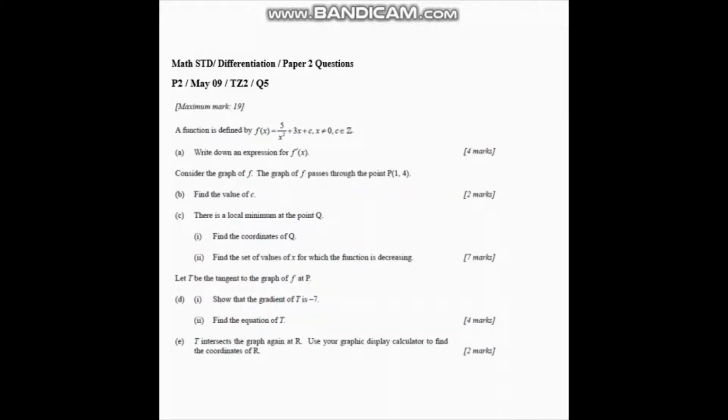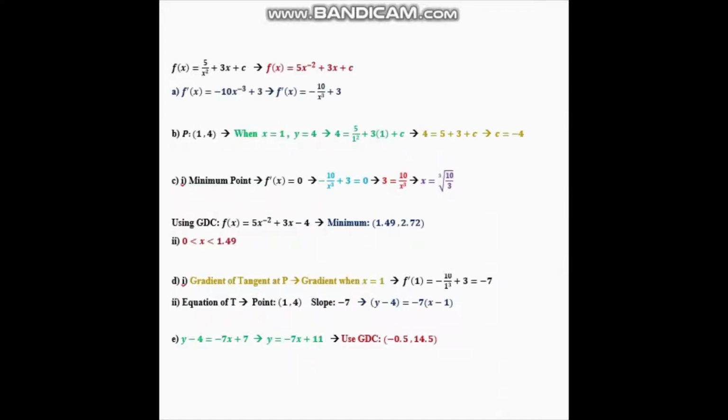Finally, I'm told that the tangent T intersects the graph again at R. Use your GDC to find the coordinates of R. So I want to find the intersection between the tangent and the graph. What I'm going to do is draw the tangent on my GDC, but in order to do that, I need to play around with this equation a little bit to obtain another version of the equation where y is alone on one side.